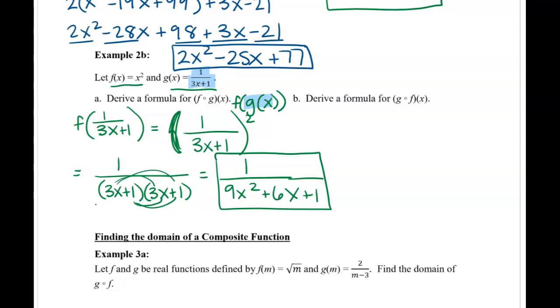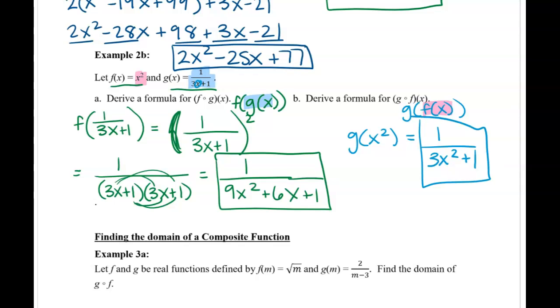Now we'll do g of f of x, which is just g of x squared. So g of x squared equals 1 over 3, instead of x, now there's an x squared there, plus 1. And that's our answer.